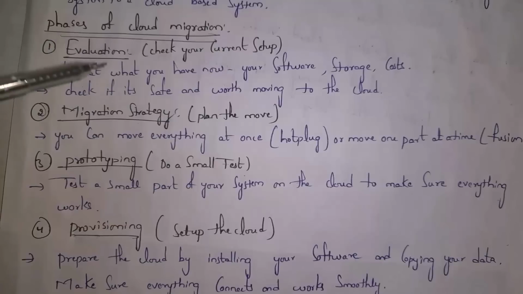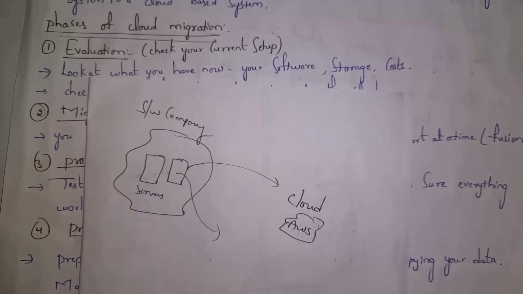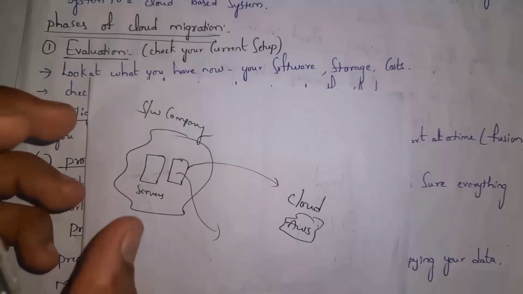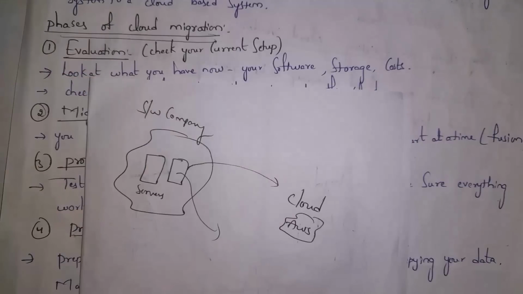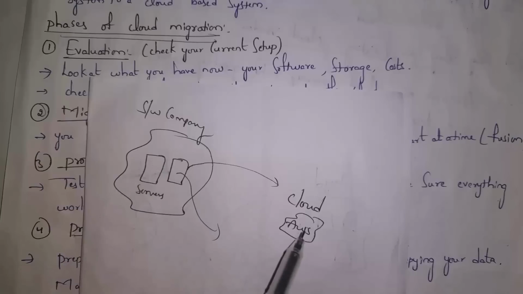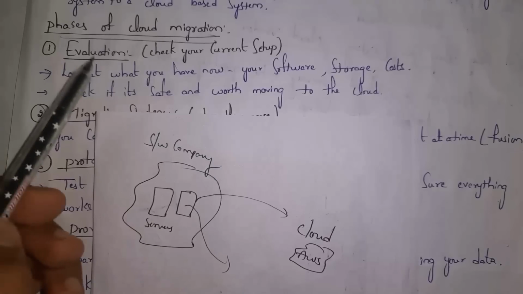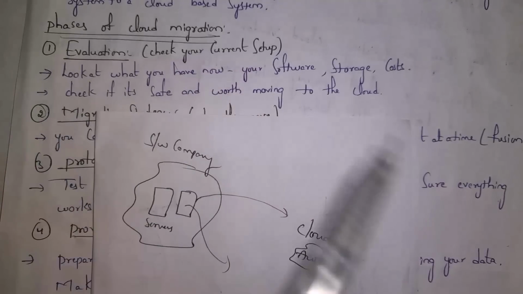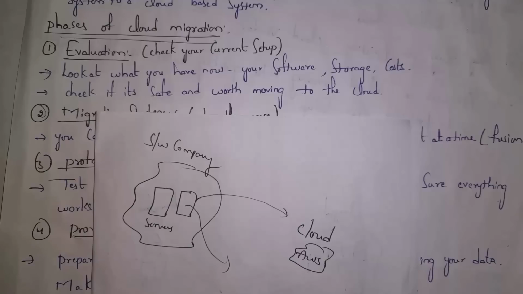Guys, these are phases of cloud migration. And the first one is evaluation. Evaluation means checking your current setup. Guys, at first you need to check how many softwares and how much data your servers contain. And also you need to check how much cost it will take in order to move your data from servers to cloud. If it takes more cost to maintain your data in cloud, then there is no use. Only if it is worthy moving your data to cloud, you need to move data. So look at what you have now, your software, storage and cost. Check if it is safe and worthy moving to cloud. This is the meaning of evaluation.